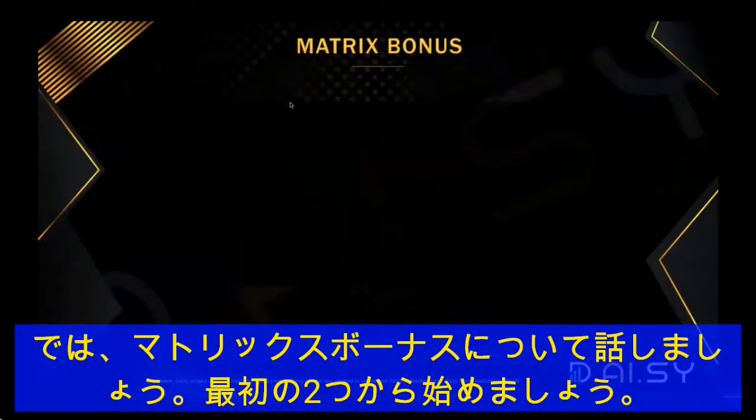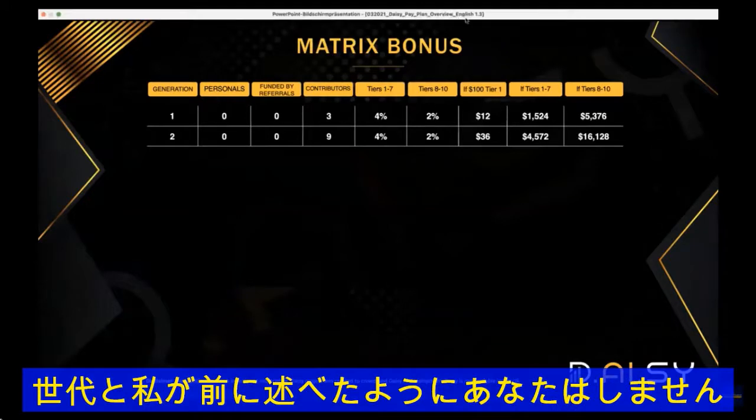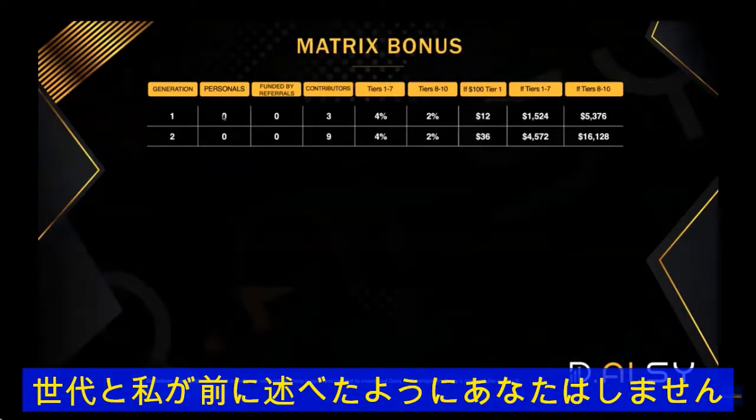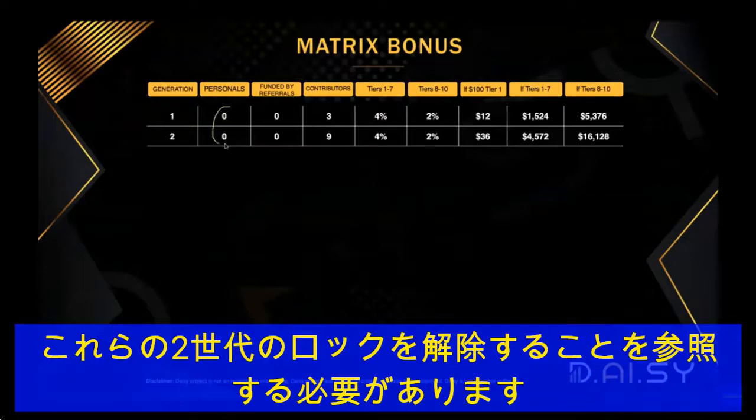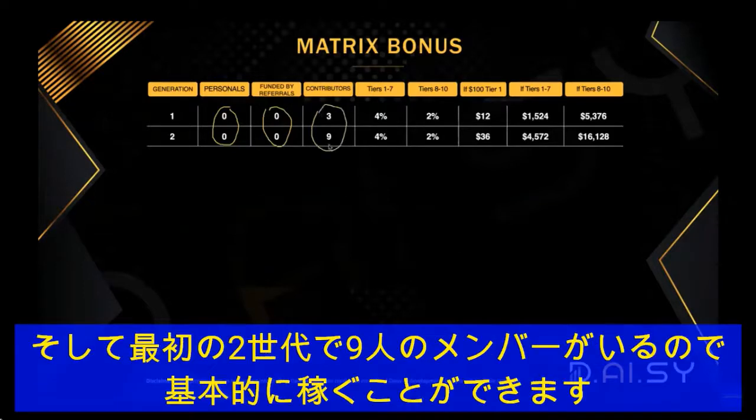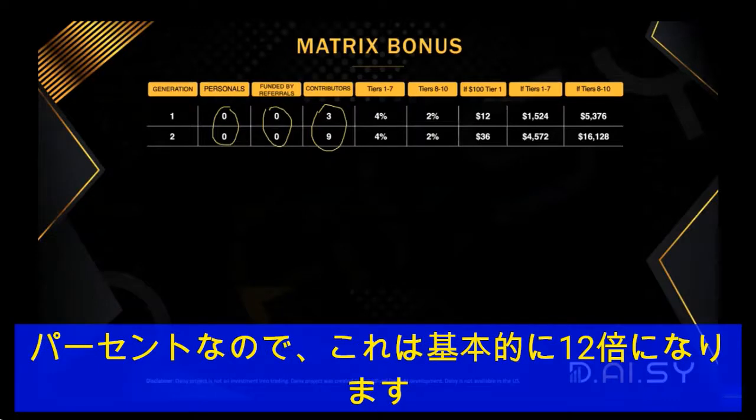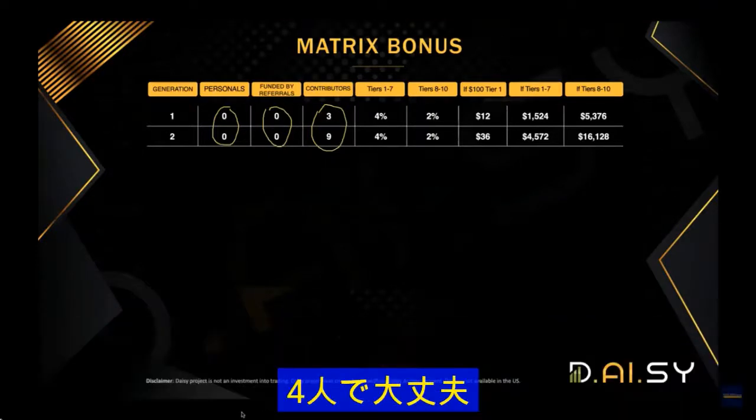So now let's talk about the matrix bonus. Okay, let me start with the first 2 generations. And as I mentioned earlier, you don't have to refer to unlock those 2 generations, right? You need 0 personal referrals. And you can place 3 and 9 members in the first 2 generations. So you basically can earn from 12 members. And you remember the 48%. So this is basically 12 multiplied by 4, okay?